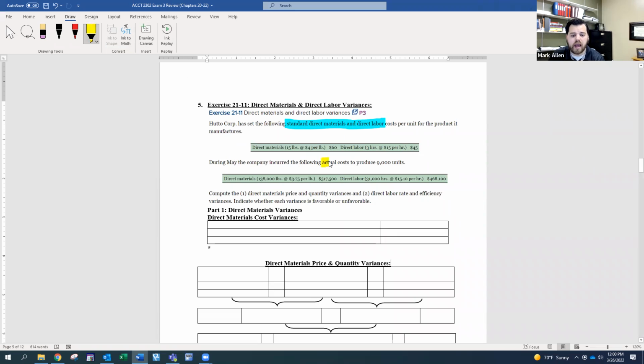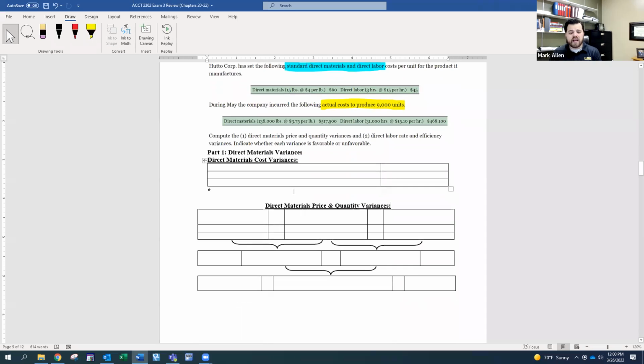the company incurred the following actual costs to produce 9,000 units. Now, before I do anything else on a variance problem, I always recommend that you do this little top section. It is not actually a required part of the test, I don't think. But man, it's going to make your life so much easier. If you're struggling toward the end of one of these variance problems, having this basic computation done at the beginning is going to help you make sure you don't make a silly mistake, either in interpretation or you write something down wrong or you get something weird happening.